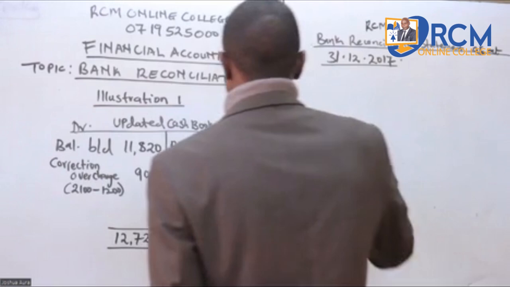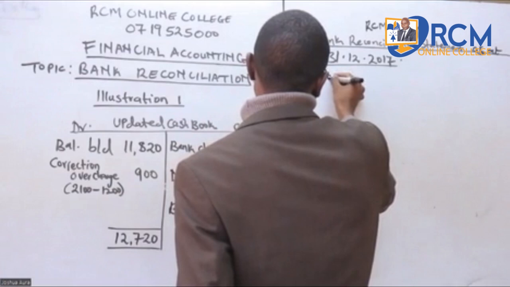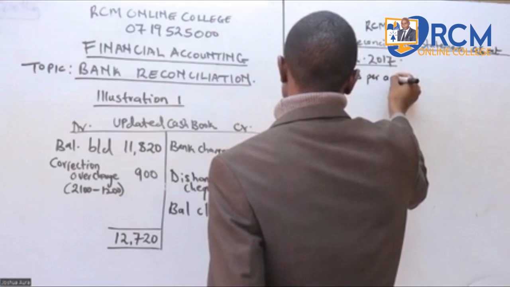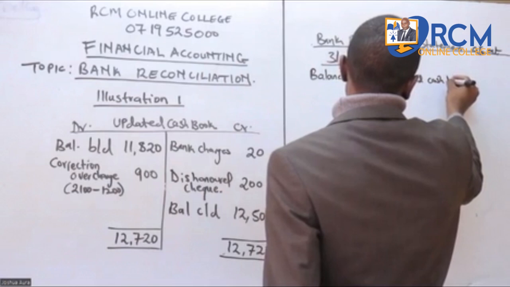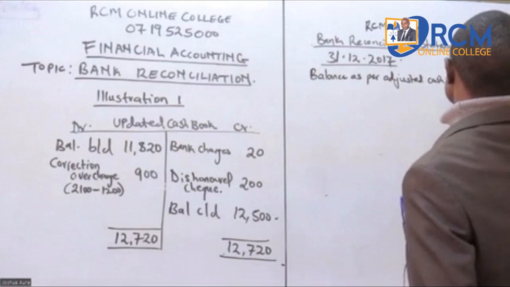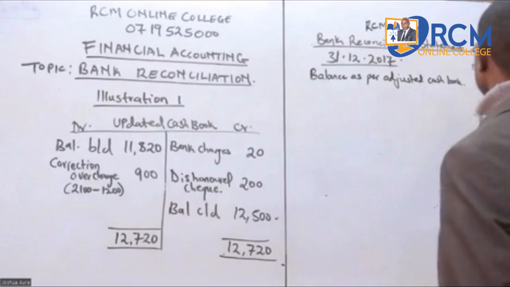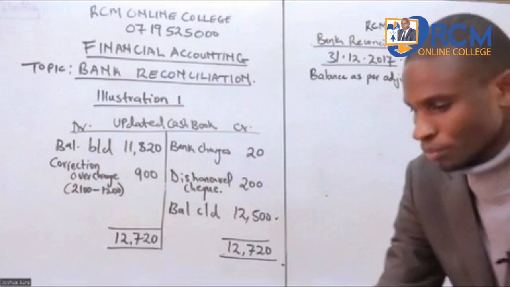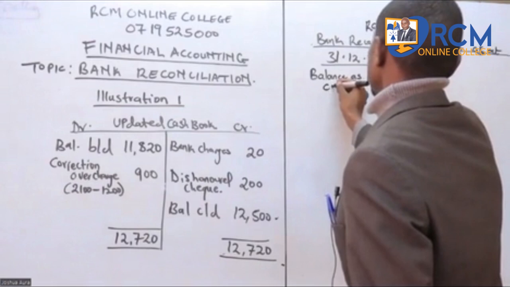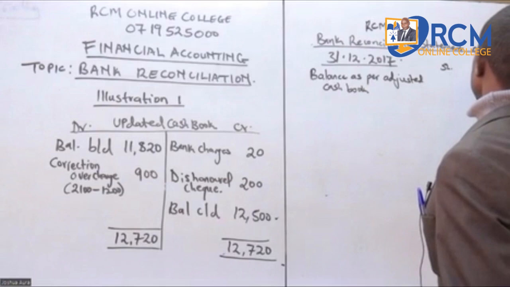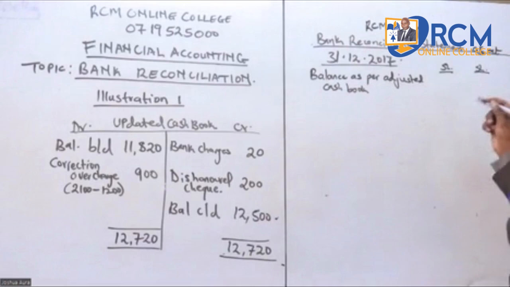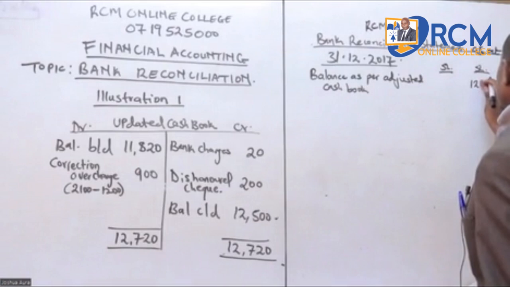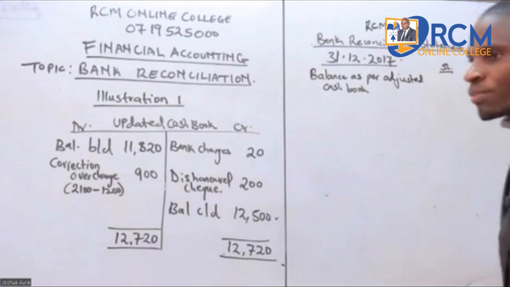We start with the balance that was carried down in our updated cash book. So, balance as per adjusted cash book. Here you have shillings. So the balance we have is 12,500. Hope it's visible.